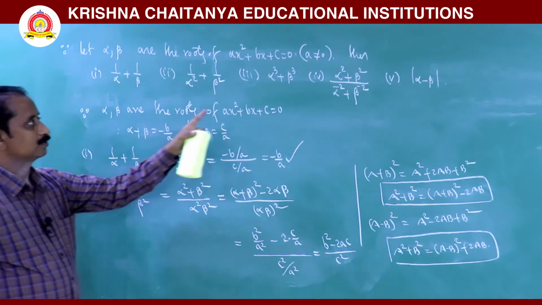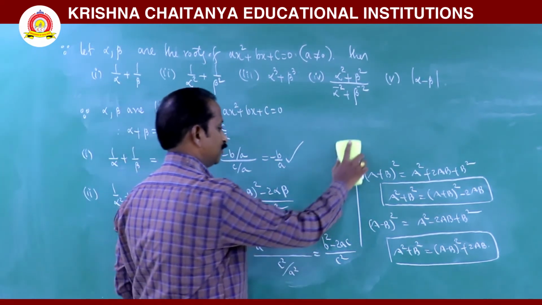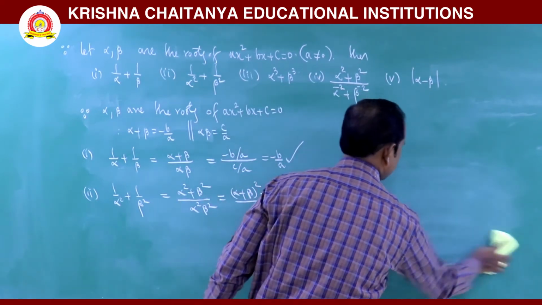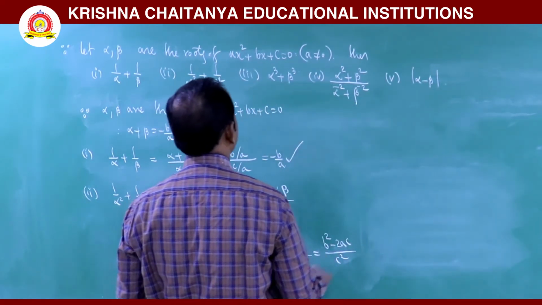Now we move to sub question 3. What about sub question 3? Sub question 3 is nothing but alpha cube plus beta cube.